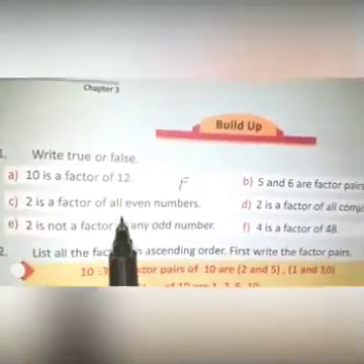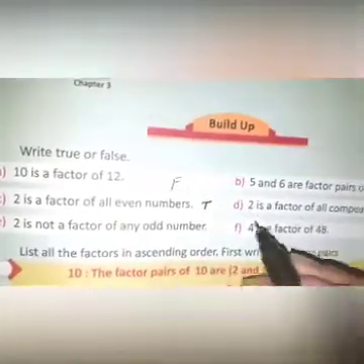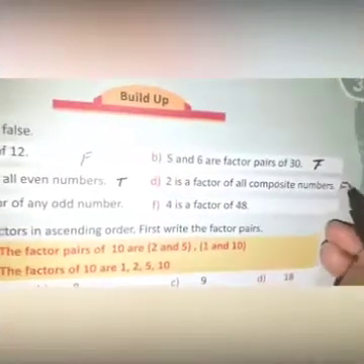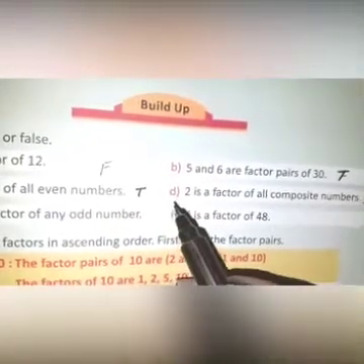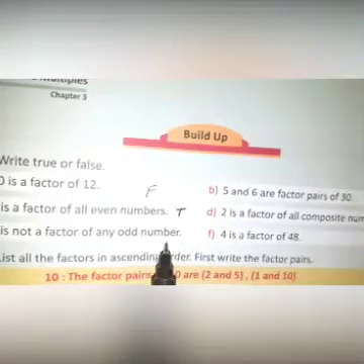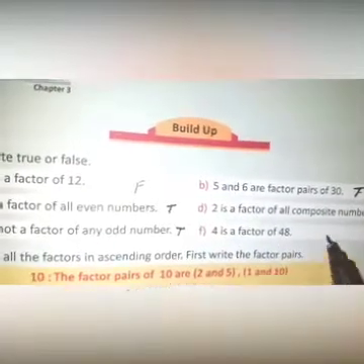2 is a factor of all even numbers. Yes, that's true. 2 is a factor of all composite numbers. That's false, because 9 is a composite number, but 2 is not a factor of 9, so that's wrong. 2 is not a factor of any odd number. That's true. 4 is a factor of 48. That's true.